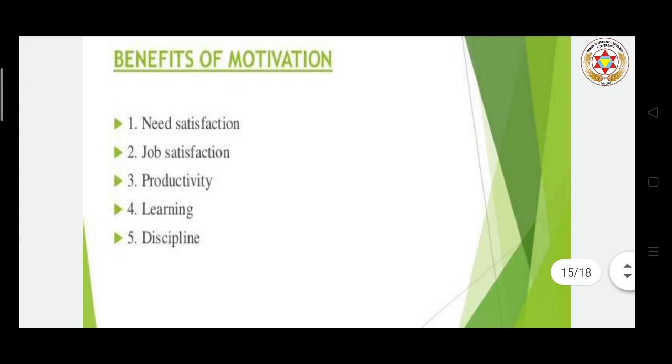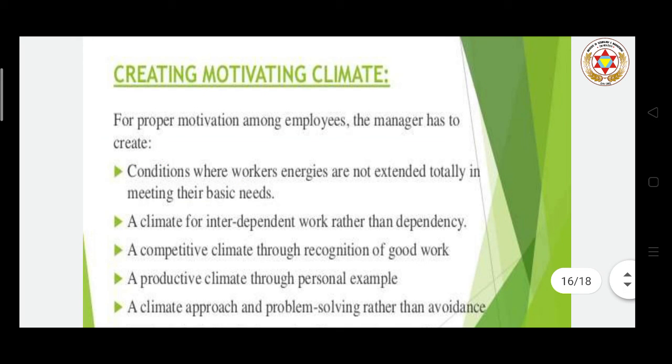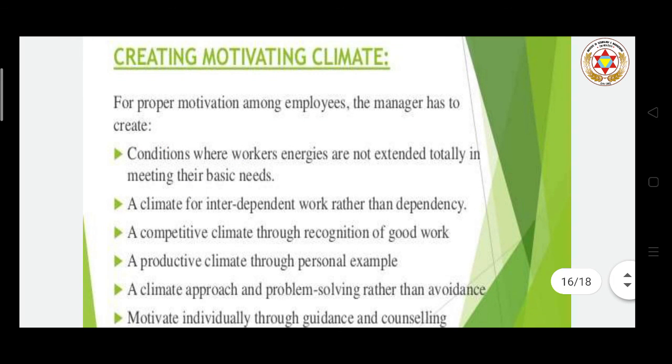The benefits of motivation are that if a person is motivated, it leads to need satisfaction, job satisfaction, productivity, learning and discipline. A motivating climate can be created by conditions where the workers' energies are not expended totally in meeting their basic needs. So a climate for interdependence rather than dependency, a competitive climate through recognition of good work, a productive climate through personal example, or a climate of problem solving rather than avoidance.